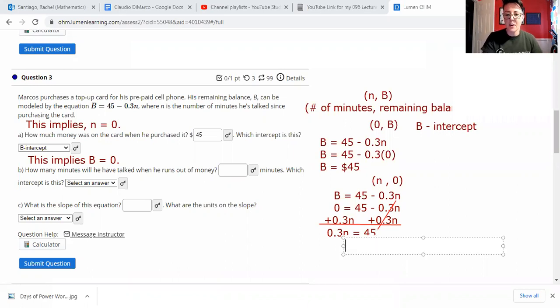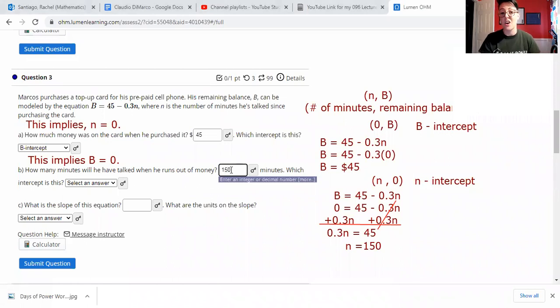If we take our calculator and we punch in 45 divided by 0.3, you're going to get that n is 150. What that implies is that Marcos can talk for 150 minutes before running out of money on this prepaid cell phone, okay? This refers to the N-intercept, okay? So we're going to answer that question here. How many minutes will he have talked when he runs out of money? Well, we figured that out. That's 150 minutes. We also determined that this would be the N-intercept.